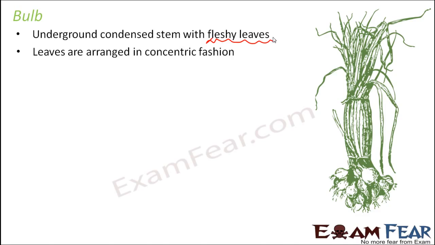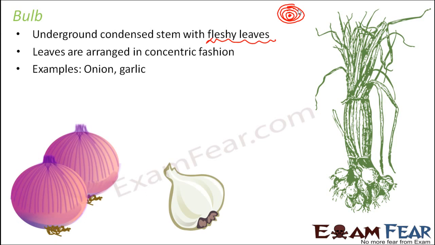So what happens in an onion? The leaves play a very important role. You have layers of leaves. So all the layers are arranged in a concentric fashion. Concentric means you have something at the center and then you have leaves arranged in this fashion. One layer after another, one layer after another. And that is how the leaves of an onion or a garlic are arranged. So examples would be onion and garlic.